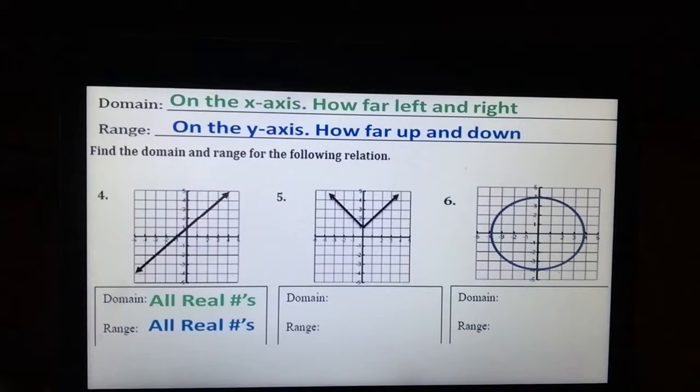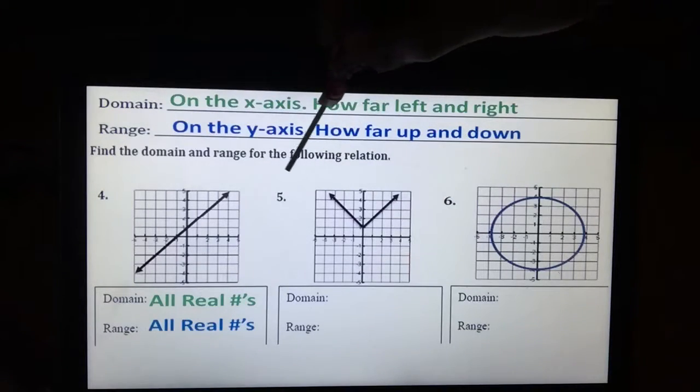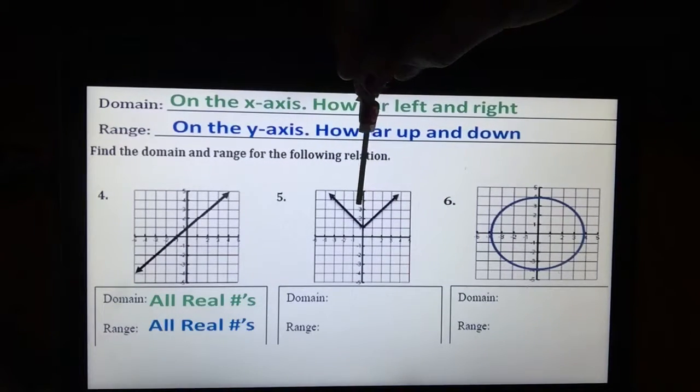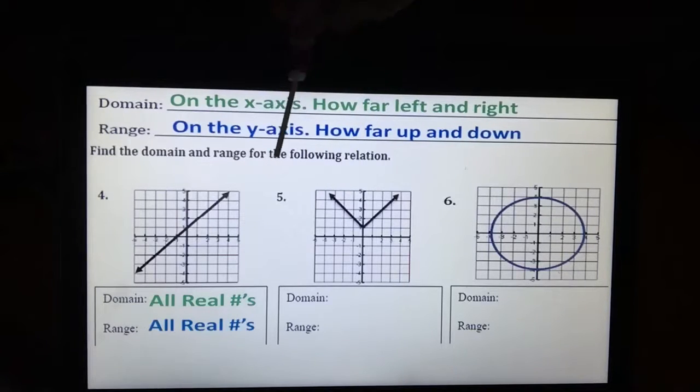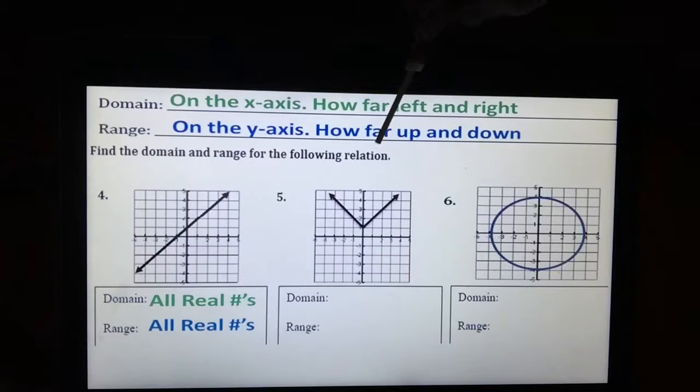Okay, now looking at number 5, the domain again is how far to the left and to the right. This graph will go to the left forever, all right? And then looking on this side, the graph will go to the right forever. Since again, it goes to the left and to the right forever, we're going to say it's all real numbers.